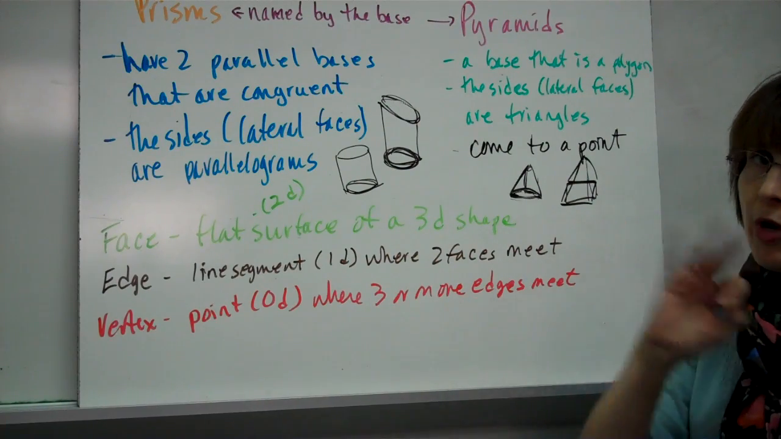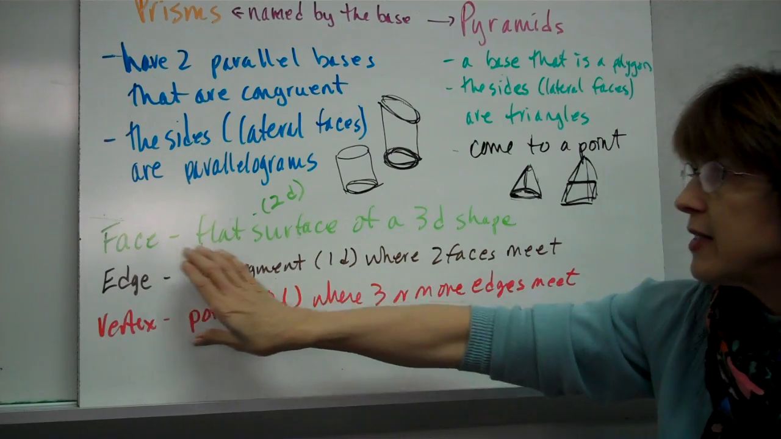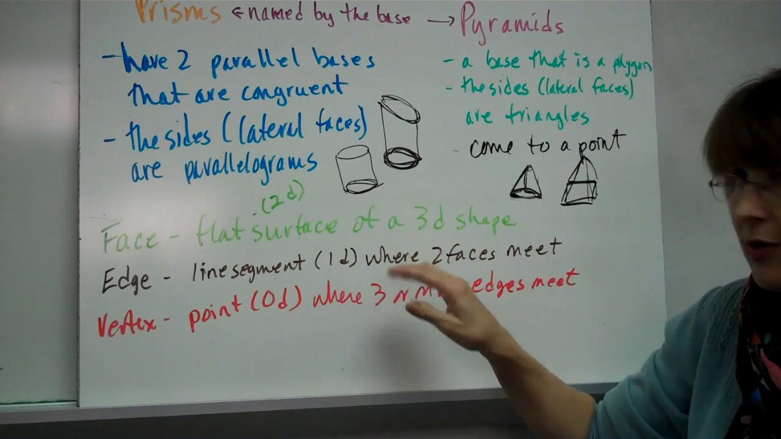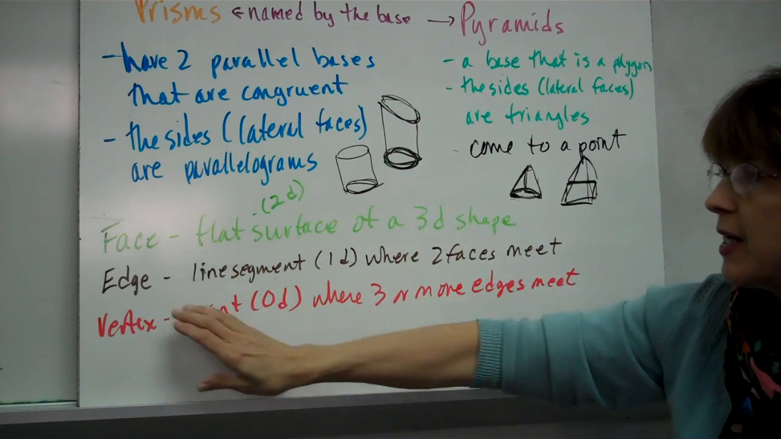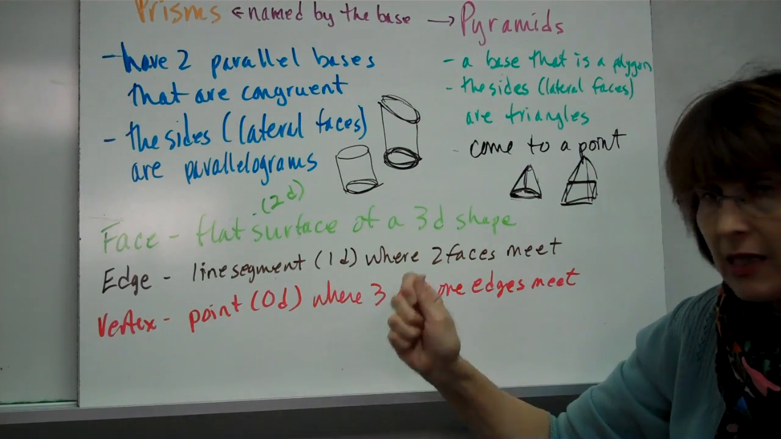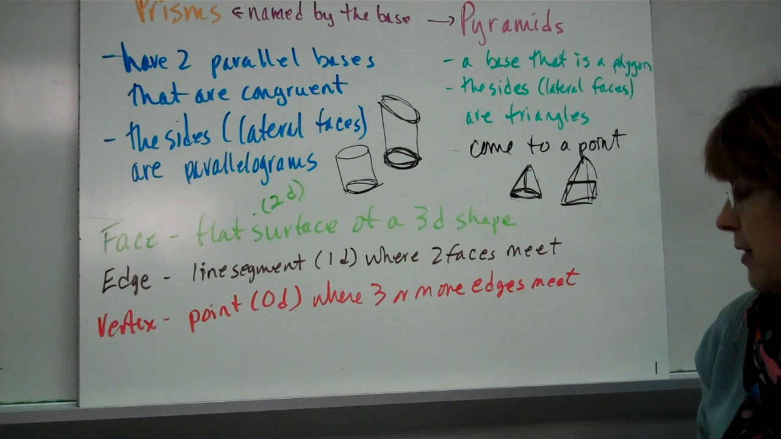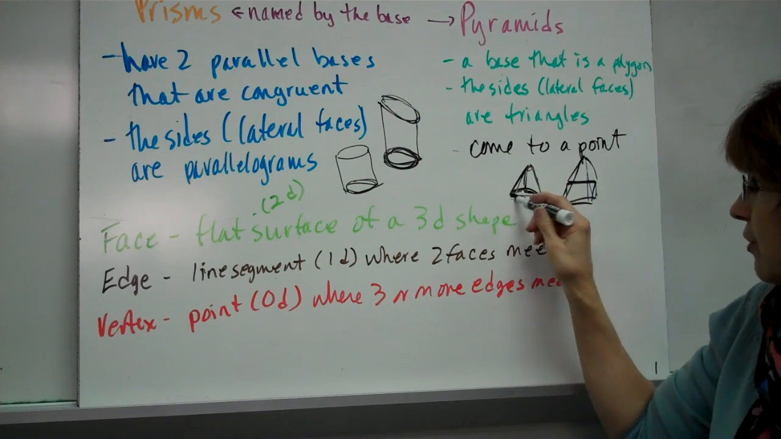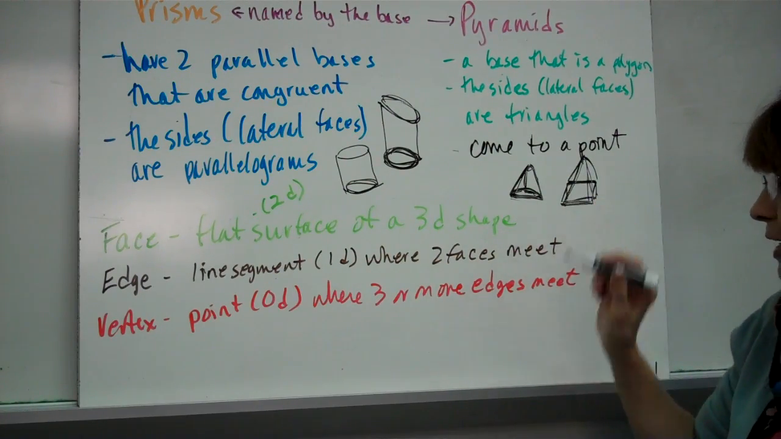Okay, they have three parts, most of them do. The first part is a face. The face is the flat surface. It's the two-dimensional surface of a 3D shape, okay? Like this cylinder, the two bases are your flat surfaces. The edges are where it's a line segment, so it's one-dimensional because it's just a length. It's a line segment where two faces meet, okay? Like in this pyramid right here, where this side triangle meets that triangular bottom or this square base, and that's your edge.